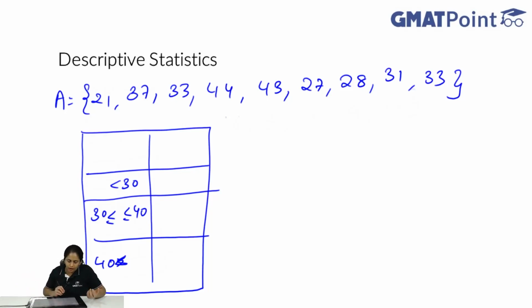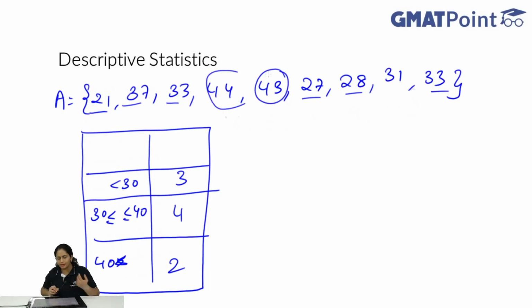Now, how many of them are under 30? You have 1, 2, 3 which are under 30. How many are between 30 and 40? 1, 2, 3, 4 are between 30 and 40, which would mean 2 are above 40, which is correct. This 1, 2 are above 40. So we can convert a set of data into a frequency table like this. This is the frequency distribution, this is the range, and this is the frequency of occurrence, or how many times these values occur in this particular range.